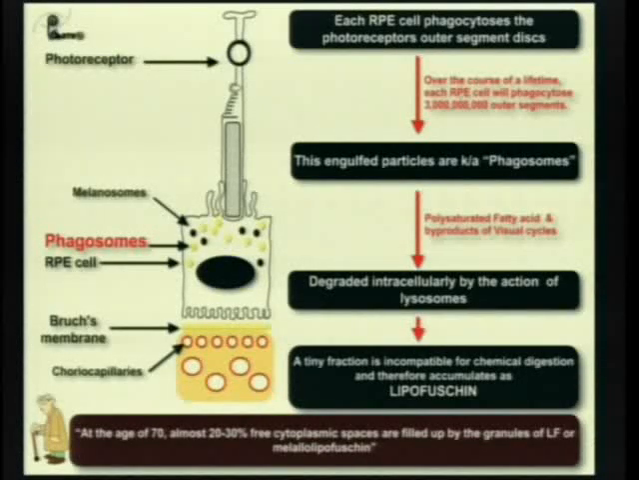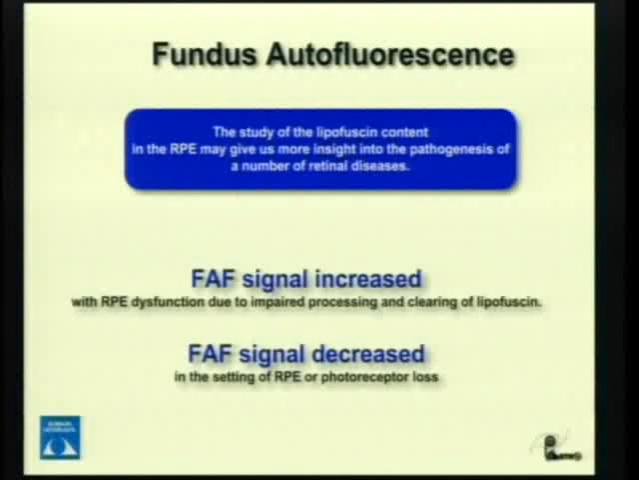As all of us know, lipofuscin is the classical wear and tear pigment, which at the age of 70 or in disease processes almost fills the entire RPE cell. So this signal is very important. The study of the lipofuscin content of the RPE cell can give some insight into the pathogenesis or the progression of some diseases. The fundus autofluorescence signal is increased with RPE dysfunction. It is decreased if there is RPE loss or photoreceptor loss.